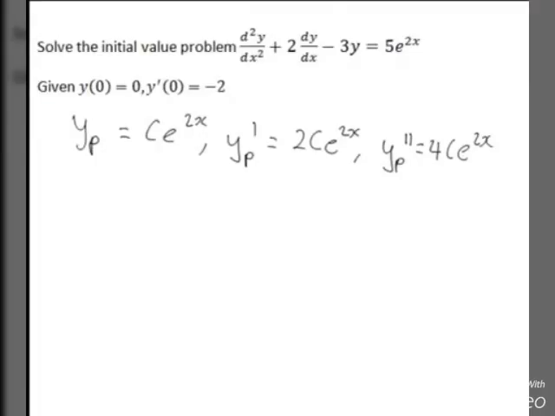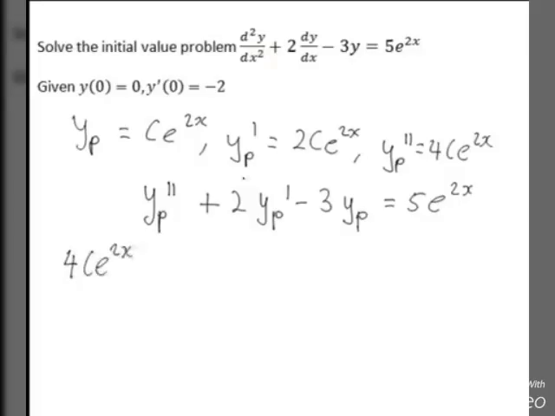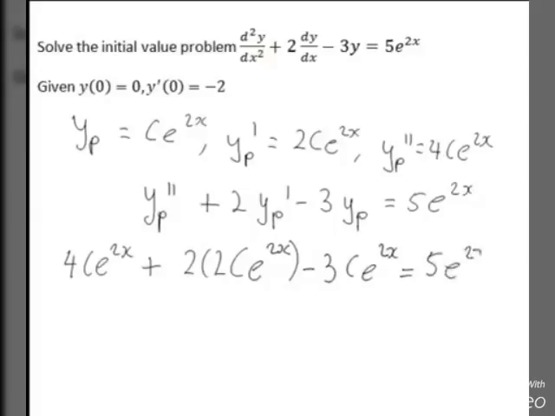Now, these must satisfy the DE. That is, they must satisfy yp double dashed plus 2yp dashed minus 3yp equals 5e^(2x). So therefore the next step is to substitute yp and its derivatives into this, which in this case will become 4c e^(2x) plus 2 times the first derivative, so 2 times 2c e^(2x), and then minus 3 times c e^(2x), and that is all equal to the right-hand side of 5e^(2x).